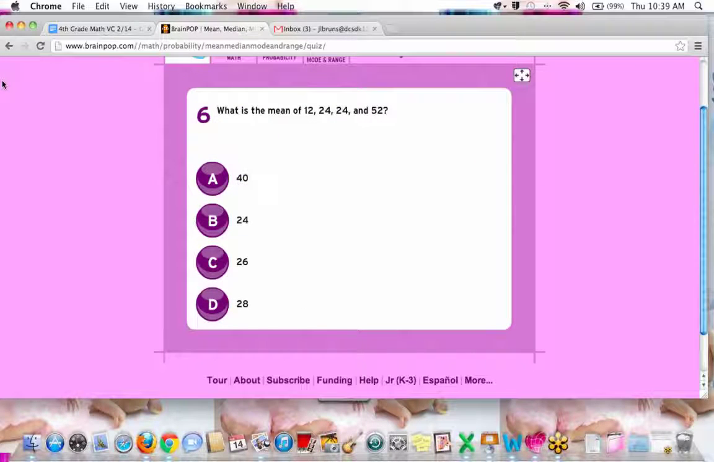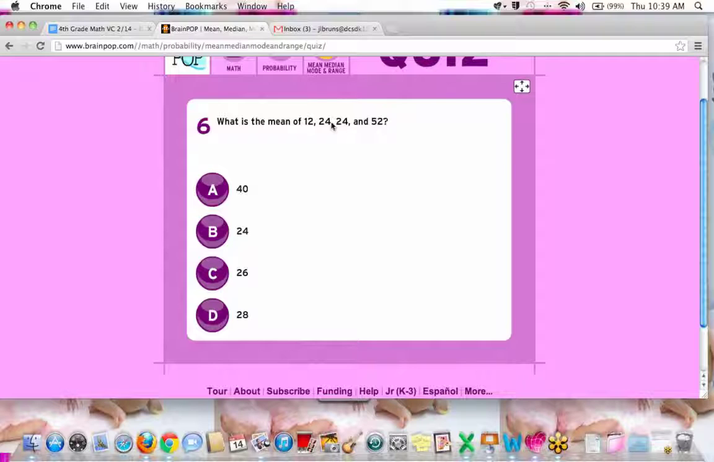Now you guys need to write this down. What is the mean of 12, 24, 24, and 52? So your first step is to add them all up and then divide by how many? 1, 2, 3, 4. I'll give you a minute to do this. It's not a race. Go ahead and work it out. Here, I'm going to mute myself. So you're going to definitely need your scratch paper. So you should be writing this down.